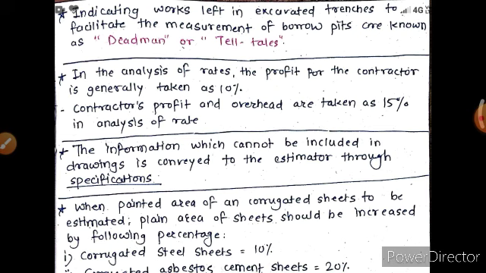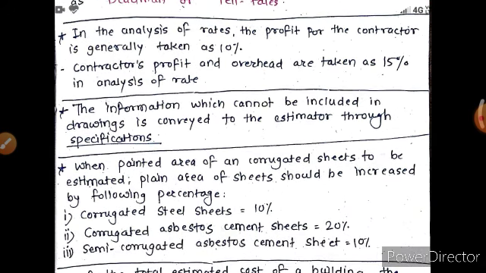Okay, this is one of the important questions asked in SSC. Indicating the work left in the excavated trenches to facilitate the measurement of borrow pits are known as dead man or telltales. In the analysis of rates, the profit for the contractor is generally taken as 10%, and contractor's profit and overhead are taken as 15% in the analysis of rate.